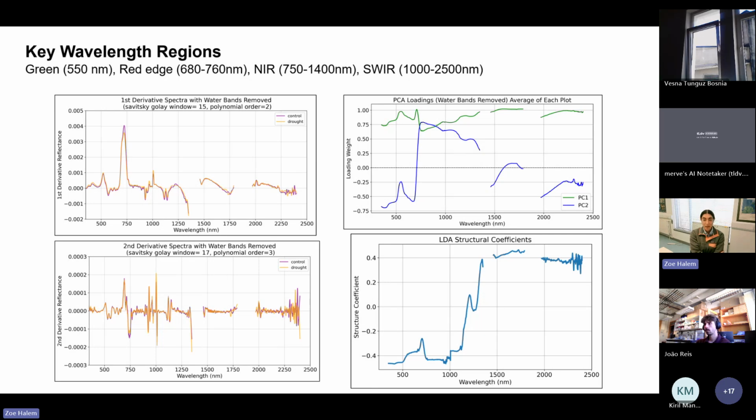Then we have the near infrared, which indicates changes in overall canopy structure. And finally, the shortwave infrared, telling us about plant water content. Especially, we can see super high values in the PCA loadings and the LDA structural coefficients in the shortwave.